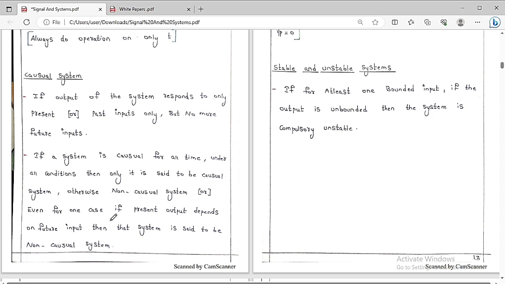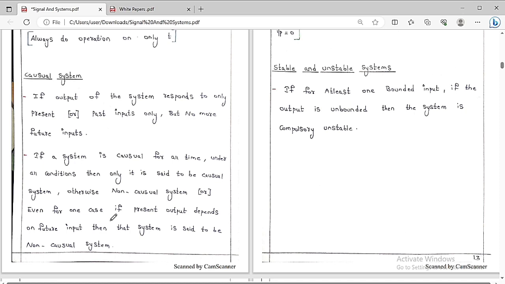So therefore, if the output of the system responds to only present or past inputs, but no future inputs, and the system is causal for all time under all conditions, then only it is said to be a causal system, otherwise a non-causal system. Even for one case, if the present output depends on the future input, then the system is said to be non-causal. Let me repeat.